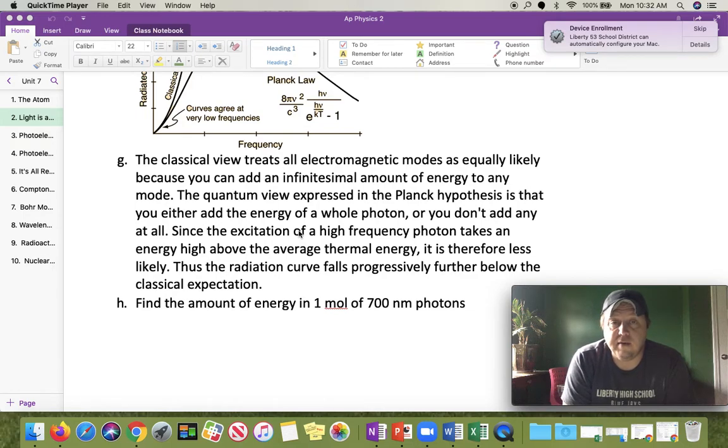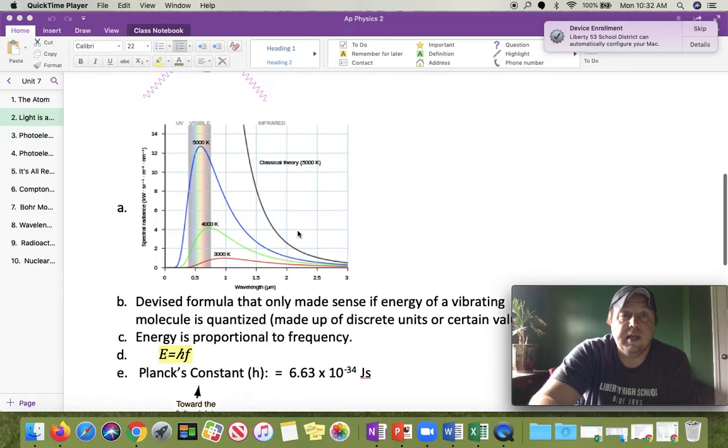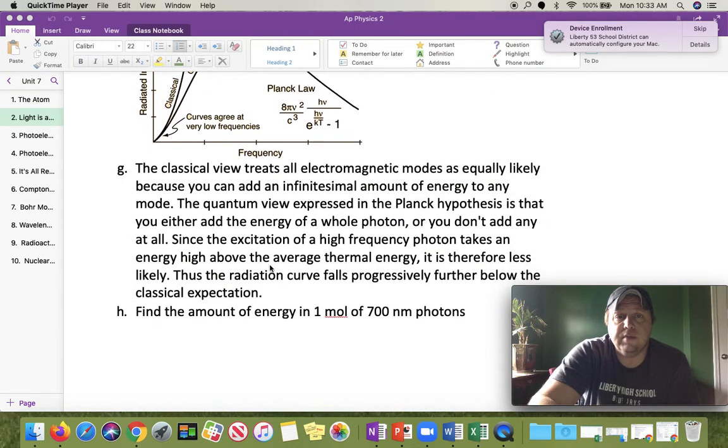So hence, on the graph, you can see that even though we end up getting most of it at 5,000 Kelvin, we get most of the photons released in the blue or violet end of the spectrum. We could also get some red photons released. We could get some violet photons released, and so on. But it gets harder and harder and harder to release ultraviolet and radiation beyond that, because of so much energy that would be needed. Okay, since the excitation of a high frequency photon takes an energy very, very high, it's less likely for it to happen.